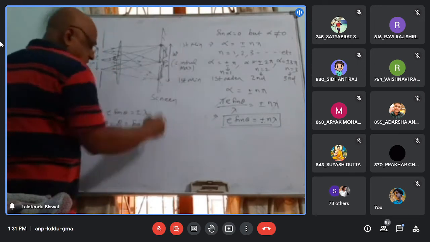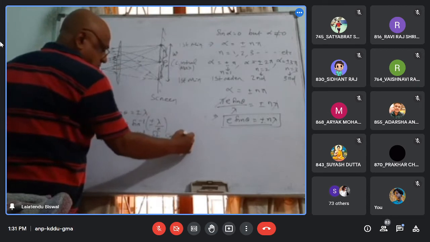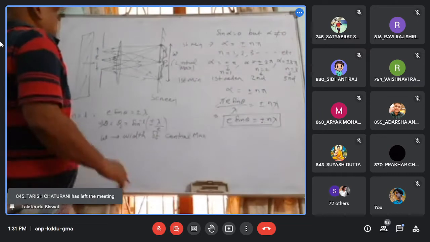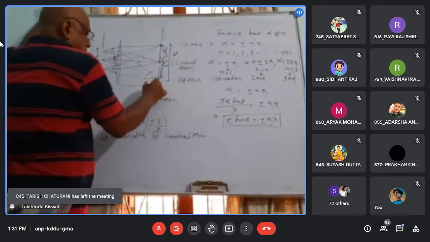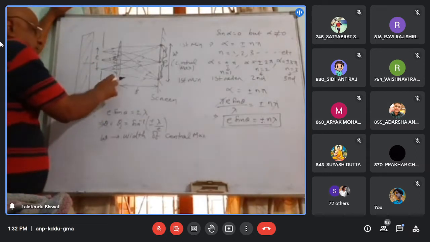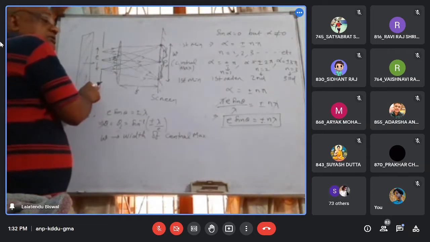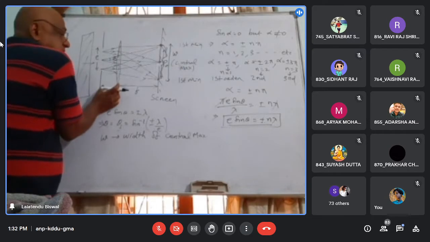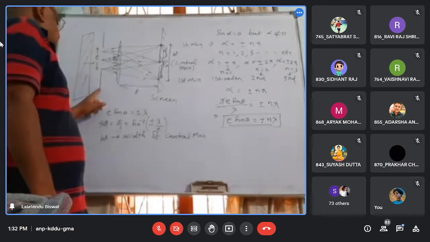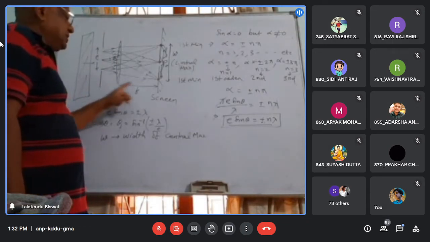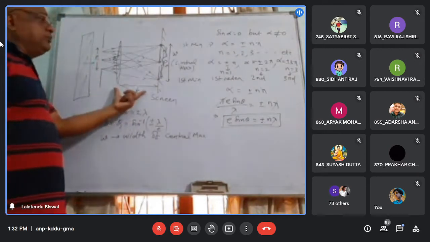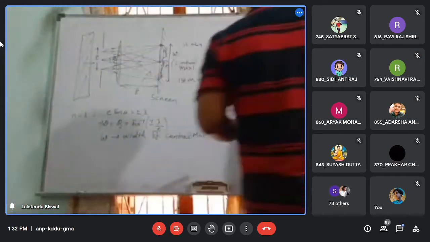This is of course the linear width. And you know this distance is equal to the focal length of the lens. Normally the lens is kept very close to the slit, so this distance is negligibly small. So you can effectively think that the distance between the slit and the screen on which you are seeing the diffraction pattern is equal to the focal length of the lens.